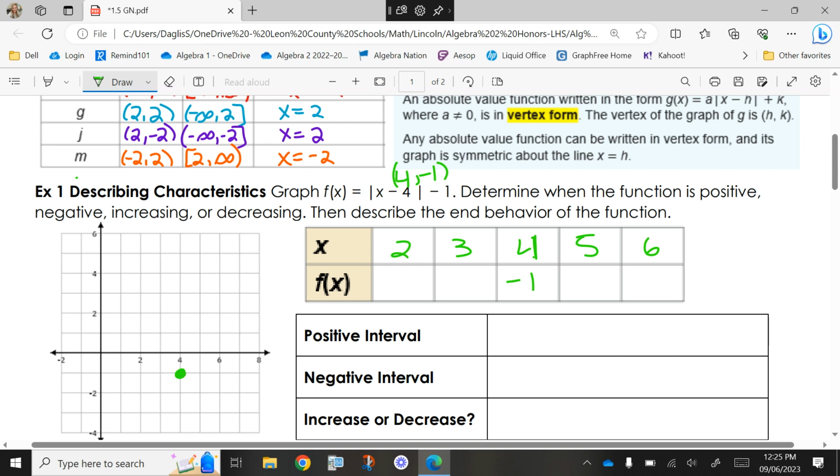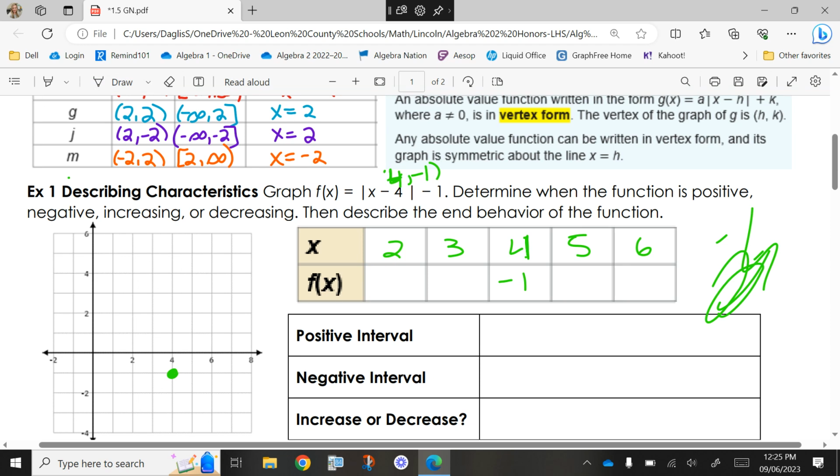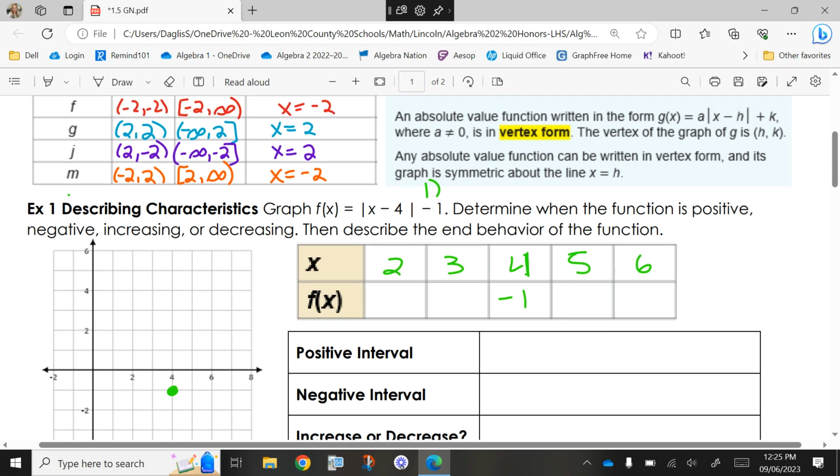So let's plug some stuff in. I don't like the way this looks. Come on. I never got a battery, by the way, if you can't tell. There it goes. There we go. Let's try this again, please. There we go.